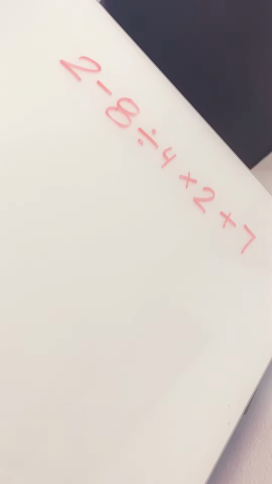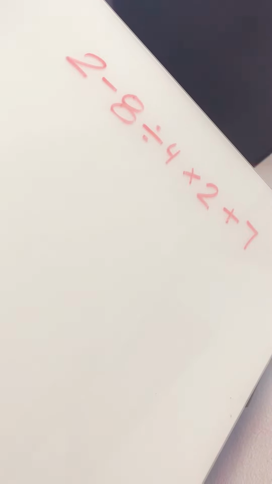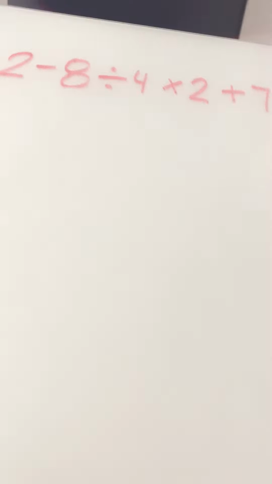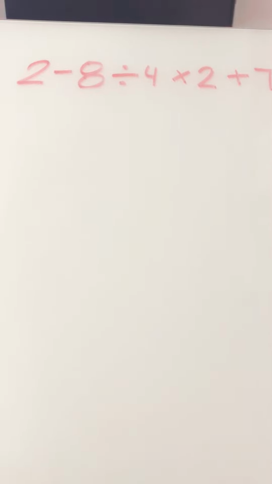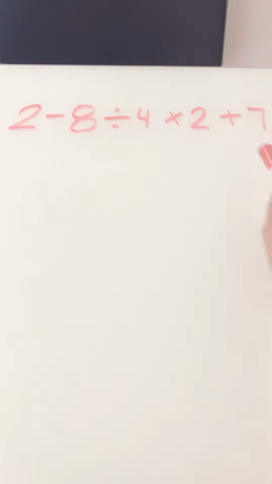For those of you who didn't quite catch that post, here's a quick step-by-step breakdown on how to solve the problem. When you're using order of operations, we always want to start with multiplication and division first. How do you know which one comes first? You want to read the problem like you would a regular sentence and read it from left to right.